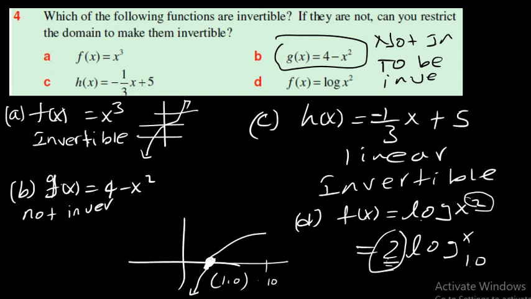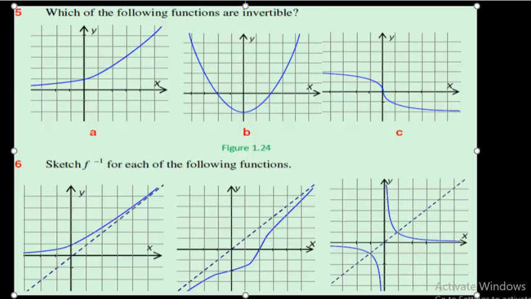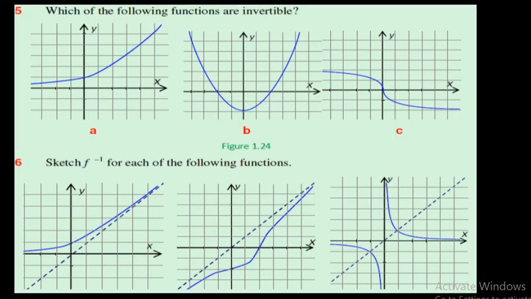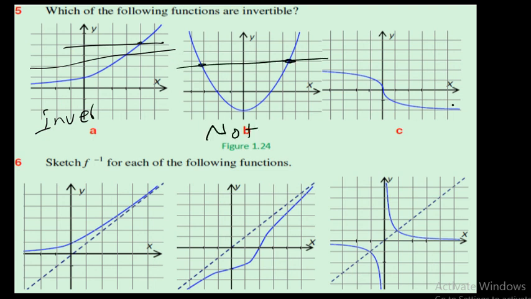Okay, what's next? The next one is graphically. Question number 5 asks which of the following are invertible. This one is very simple because we were doing most of our questions graphically. By the horizontal line test, this will be crossed once, so it is invertible. And what about this? The parabola will be crossed twice, so it's not invertible. This curve also will be crossed once. Anywhere you draw a horizontal line, it will cross just once, so it is invertible again.